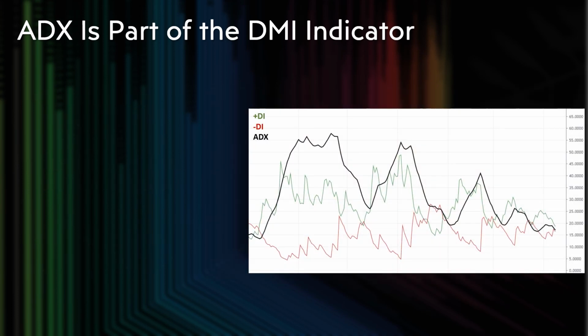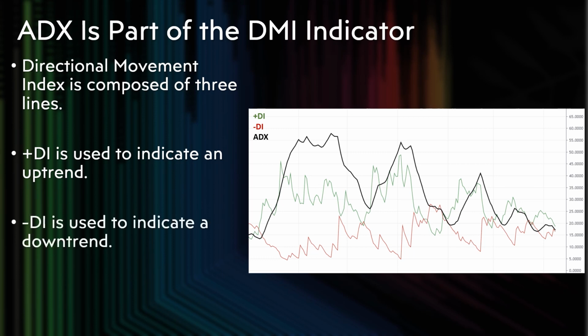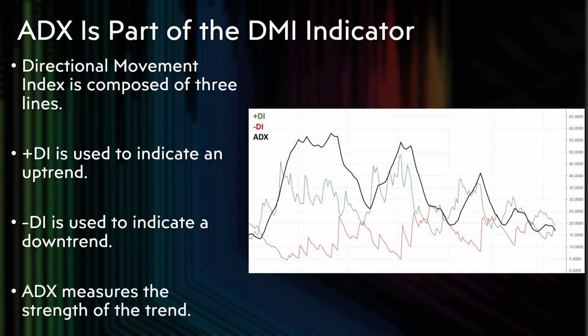DMI, or the Directional Movement Index, is composed of three lines that provide different signals. The plus DI line is used to indicate an uptrend. The minus DI line is used to indicate a downtrend. And the ADX line is used to measure the strength of the trend. The colors of each line may be changed according to one's preference.